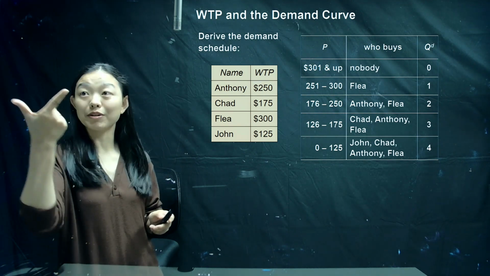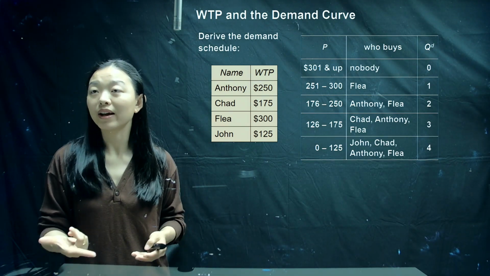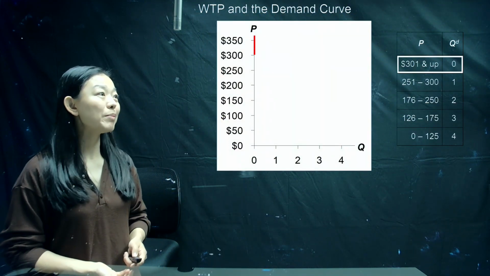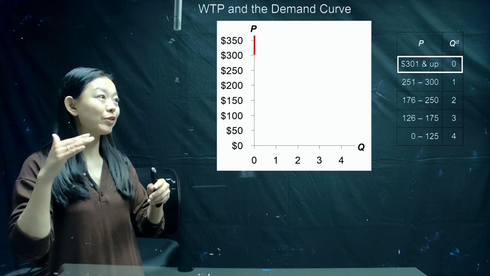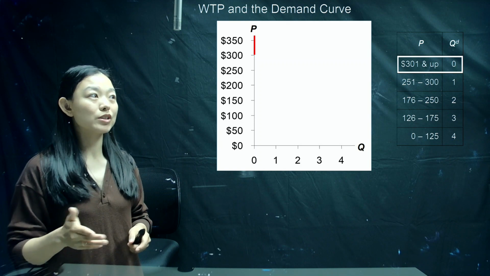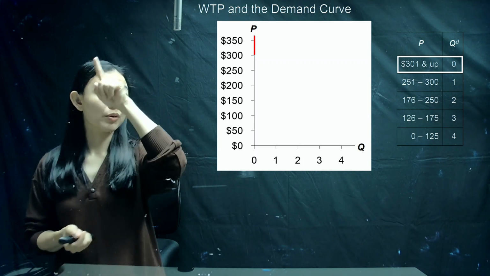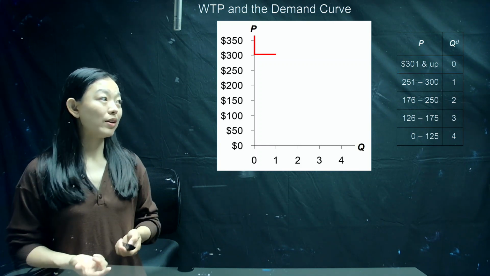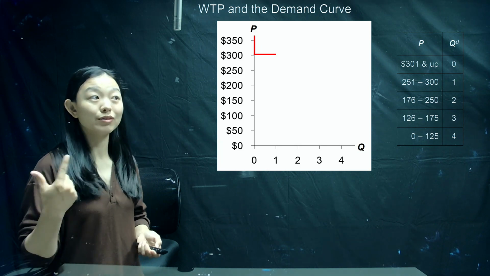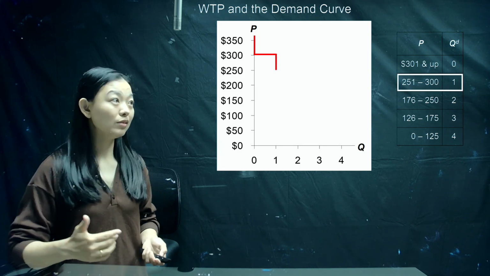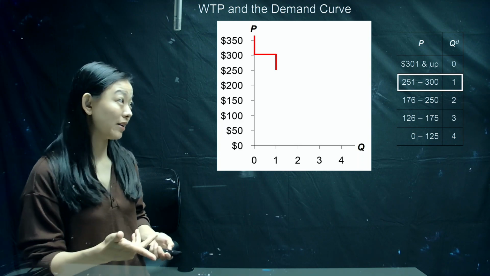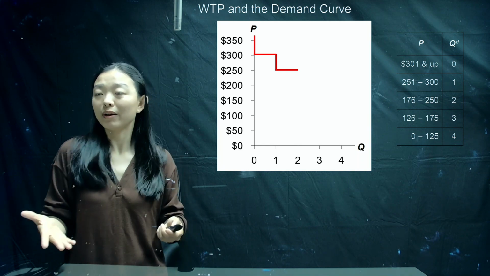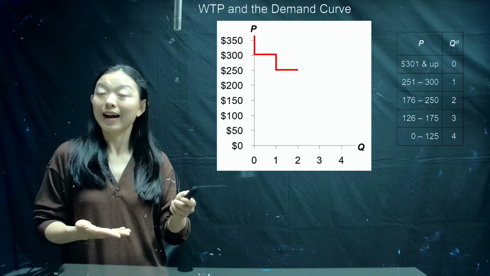Then based on this, we have the price range, we have the quantity demand, then we can derive a demand curve, right? So let's see. For a demand curve, you can see if the price is above $300, then no one will buy it, okay? So now we have the demand curve showing on the vertical axis. And if the price lies between $251 to $300, 1 person will buy it. We know Flea will buy it. And then once it goes down, we notice Anthony and Flea will buy it, right? And as the price goes down, more people would like to buy an Apple Watch, right?